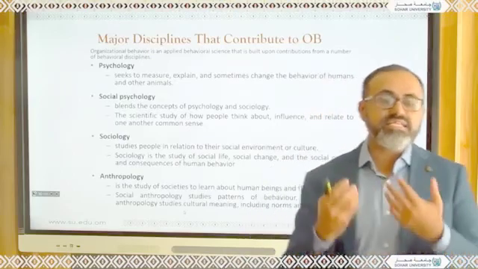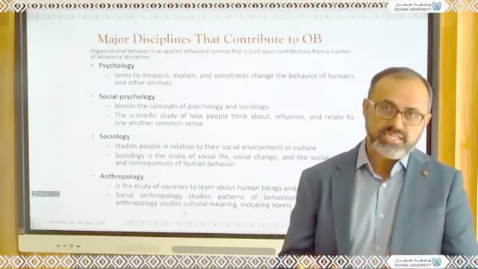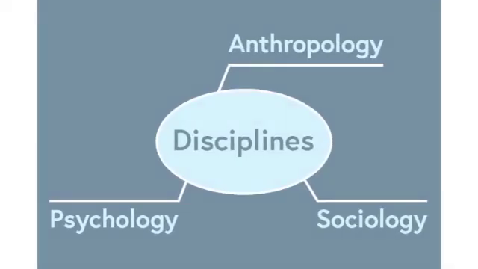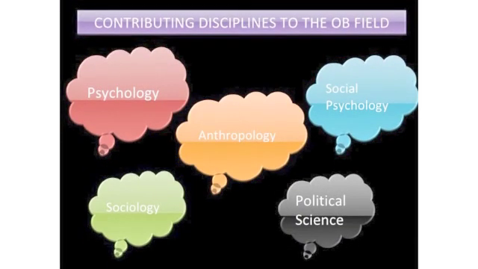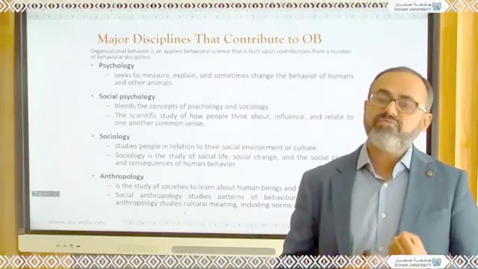Let's see which other disciplines are contributing towards this, how the organization behavior discipline has evolved. Mainly there are 4, but some scholars say there are 5 or 6. They also include political science and economics, but we will stay focused on these 4. Number 1 is psychology.